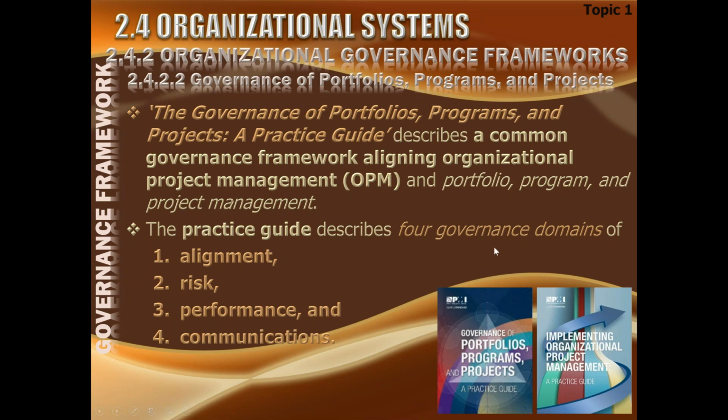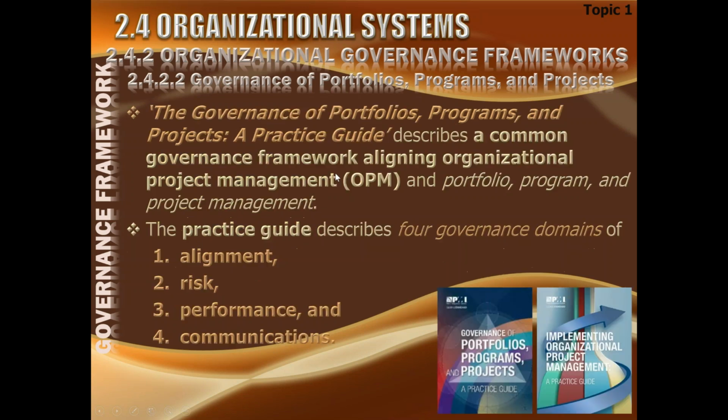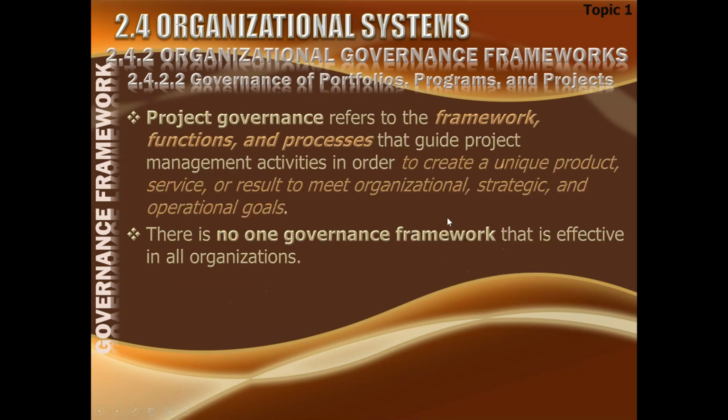The practice guide describes 4 governance domains: alignment, risk, performance, and communications. So if you go through these standards, you will learn a lot of good things. Each domain, like I said, alignment, risk, performance, and communication, these are the 4 domains, has the following functions: how that domain can have oversight, how it can be controlled, how it can be integrated, and how decisions can be made out of it. Each function has governance supporting processes and activities for standalone projects or projects operating within the portfolio or program environment.